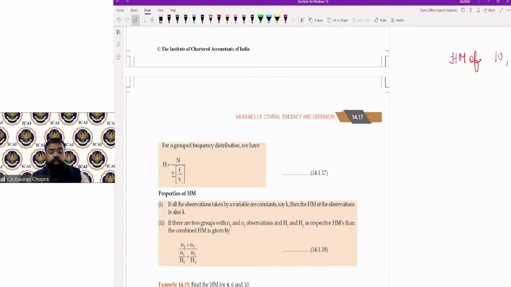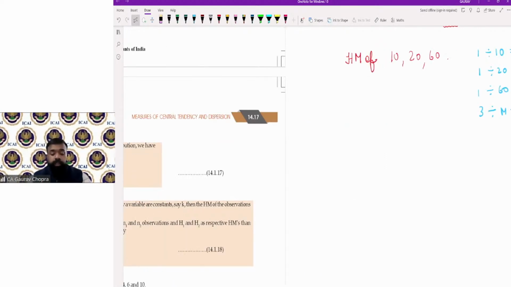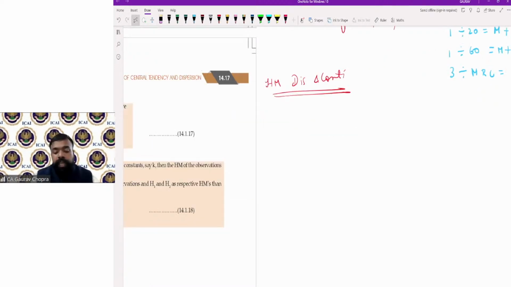Now, this was harmonic mean in an individual series. Similarly, we can calculate harmonic mean in discrete and continuous series. So in that case, there will be a slight variation in the formula. The harmonic mean will be sigma f divided by sigma f upon x. The formula in case of discrete and continuous will be sigma f divided by sigma f upon x.